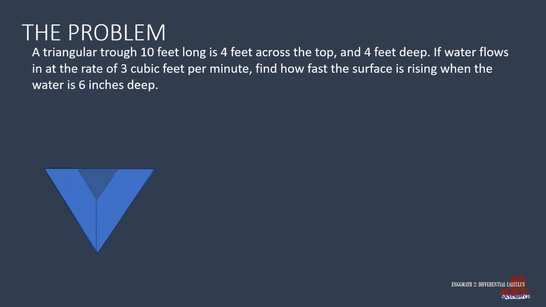Illustrate the triangular trough, which is filled by water at a rate of 3 cubic feet per minute. The trough has 4 feet width across the top, and its length is 10 feet. It is also 4 feet deep. Additional data of 3 cubic feet per minute is provided. This is the change in volume with respect to time.